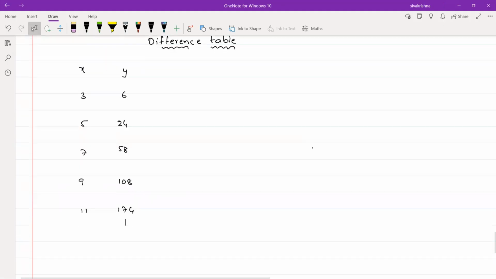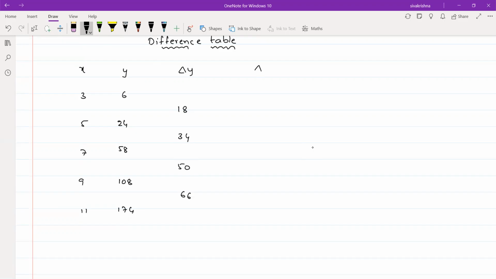Now coming to the first differences, we have to find the first differences by subtraction. 24 minus 6 gives 18. Next, 58 minus 24 gives 34. 108 minus 58 gives 50. And 174 minus 108 gives 66.